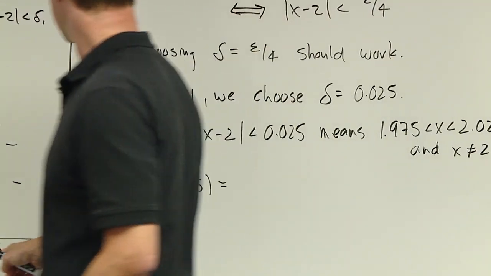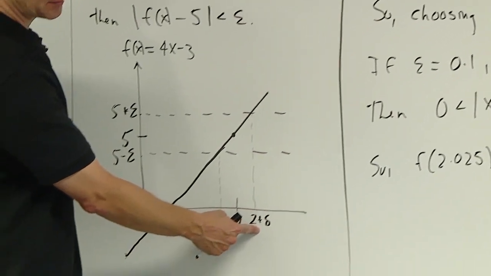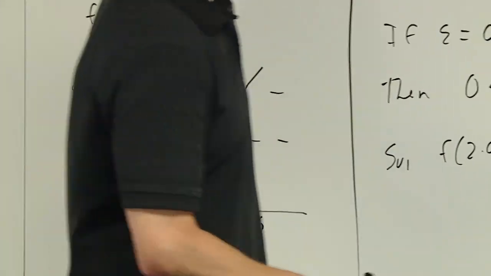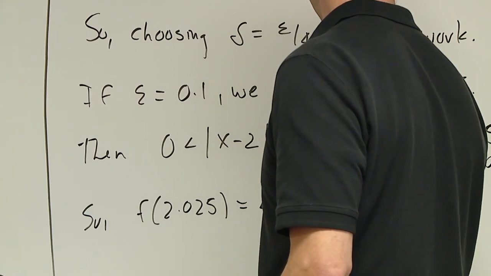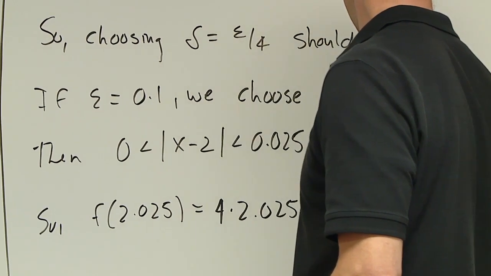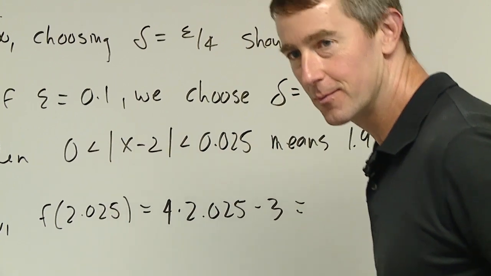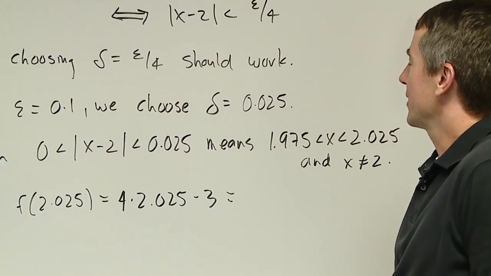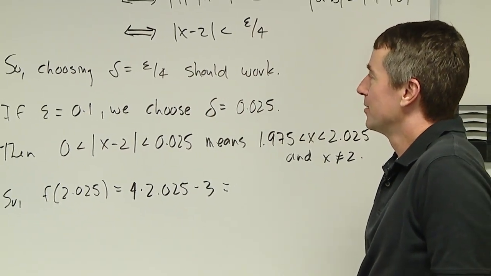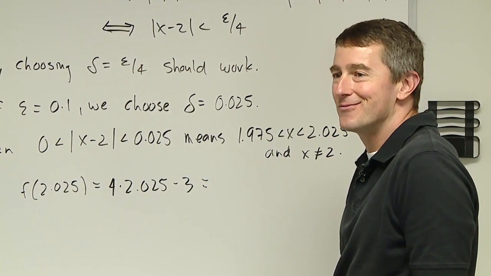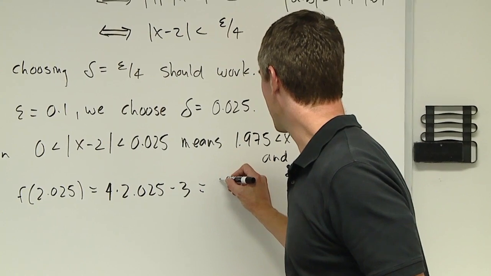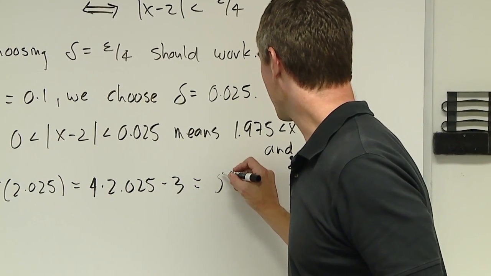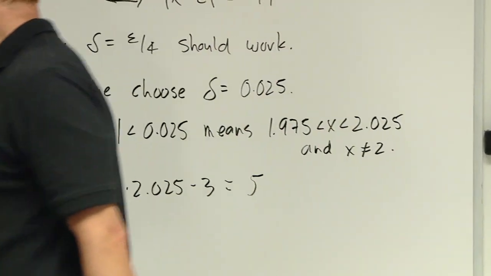In other words, if I plug this endpoint in, f of 2.025, that means I'm taking 4 times 2.025 minus 3. Without doing the calculation, can you guess what we're going to get? 5.025. Not 5.025. We're going to hit the corners perfectly here.